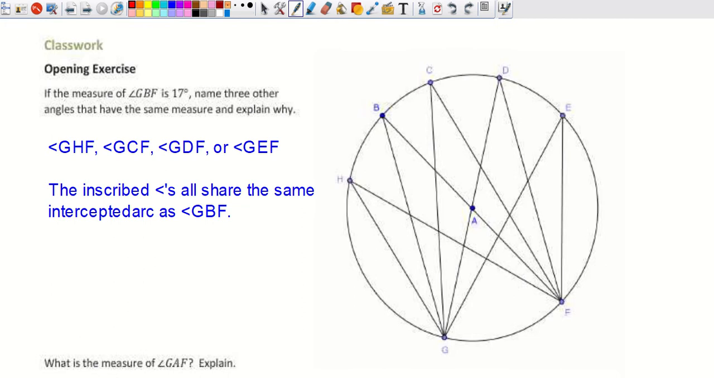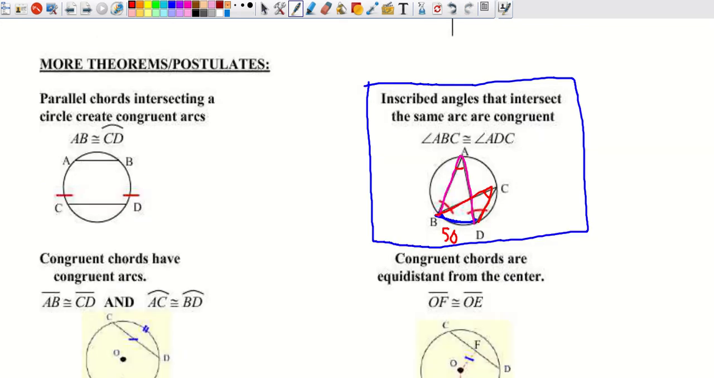So starting with the first one, we know the measure of angle GBF, which is this angle right here, is 17 degrees, okay? And so we're going to be talking about a few theorems today. So the first one is this guy. Inscribed angles that intersect the same arc are congruent.